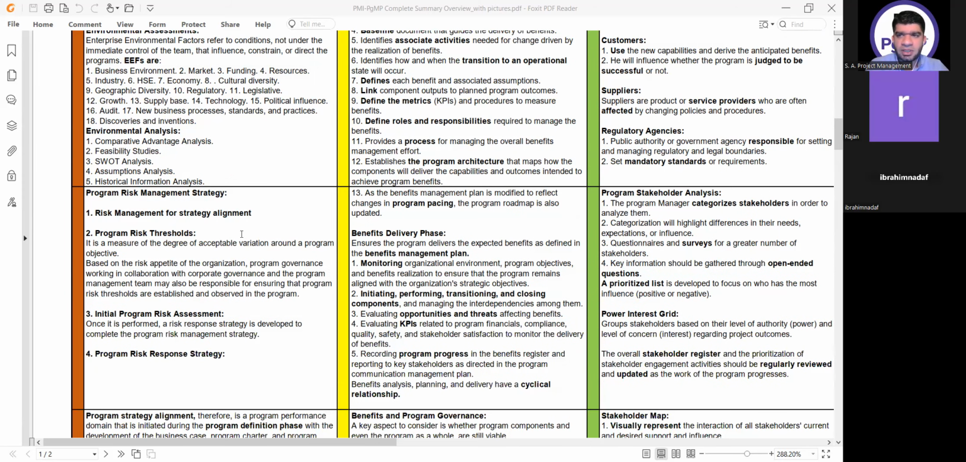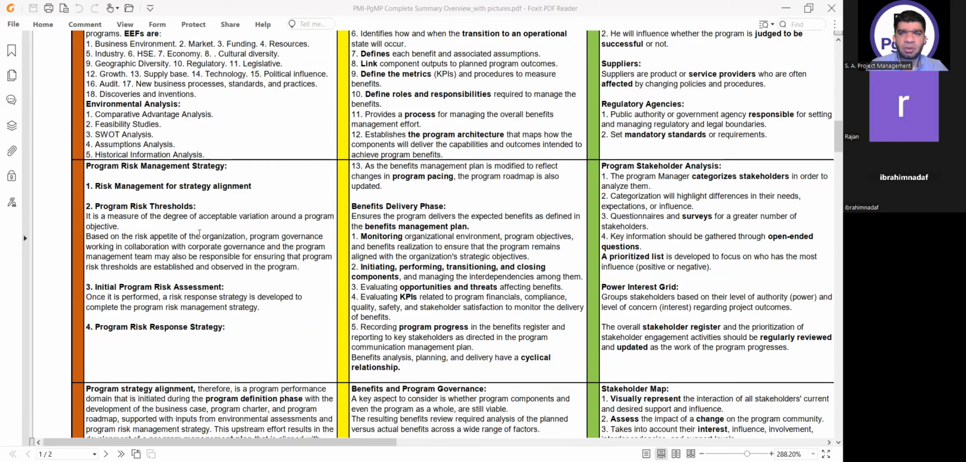Then we have the program risk management strategy, in which we have the program risk thresholds, risk management, initial program risk assessment, and program risk response strategy. From the topic of risk, you will get a minimum of 5 to 10 questions. Just keep in mind the first step is to identify the risks, so you make the risk register. Then you analyze the risk, you prioritize the risk, you do qualitative and quantitative analysis. After that, you make the risk response strategy.